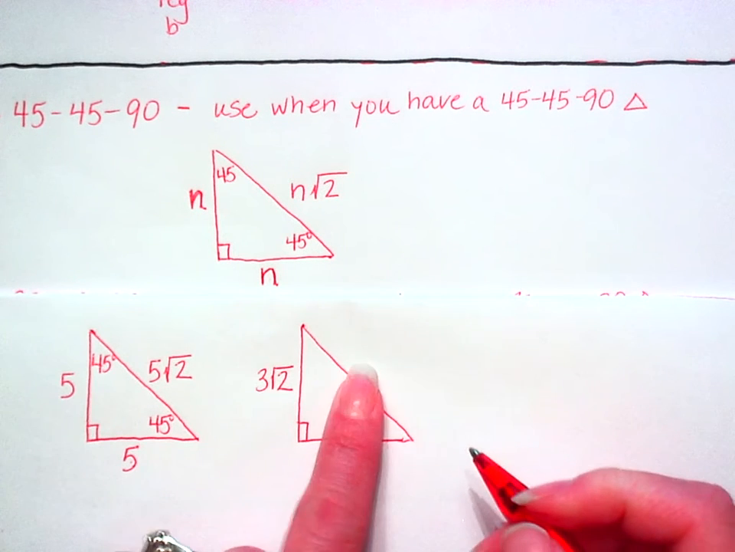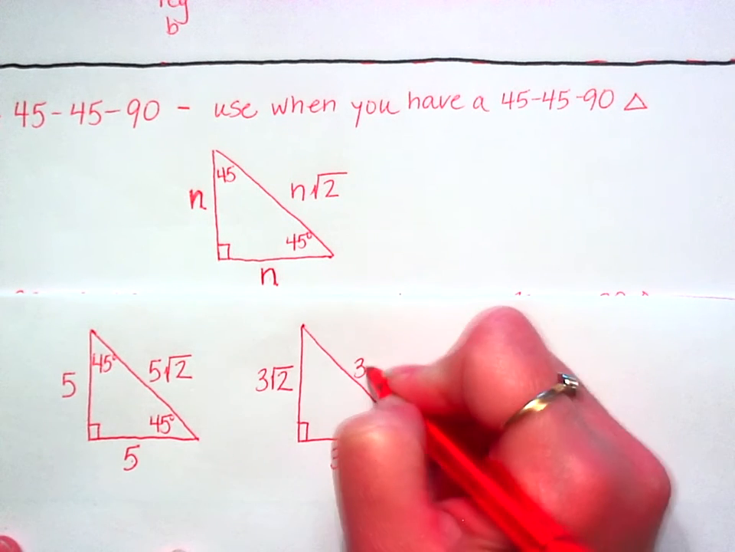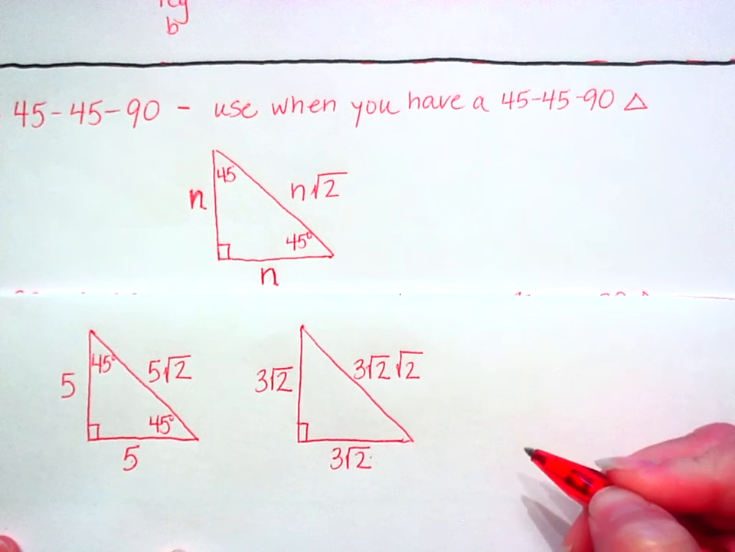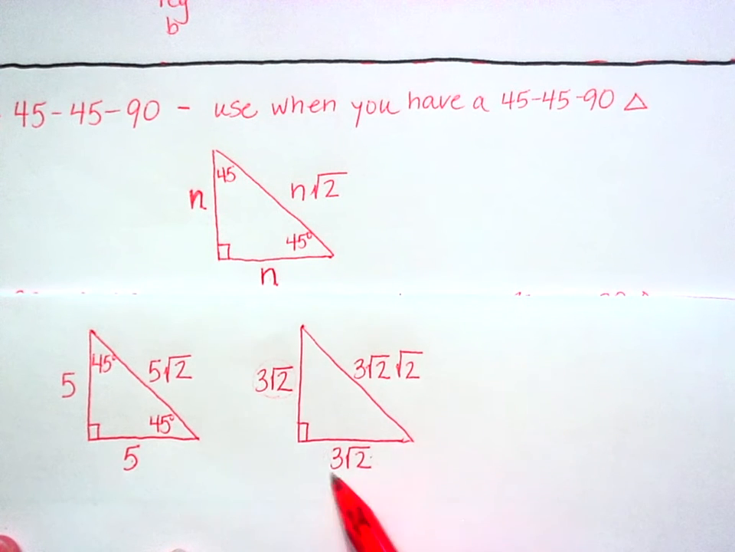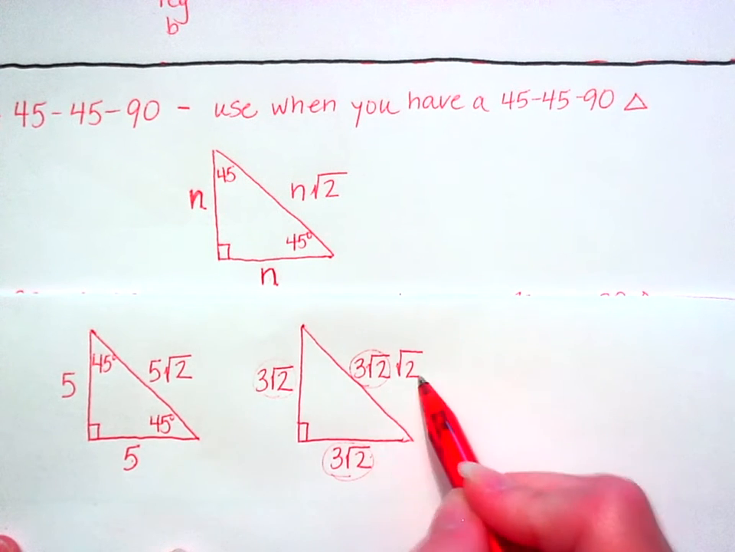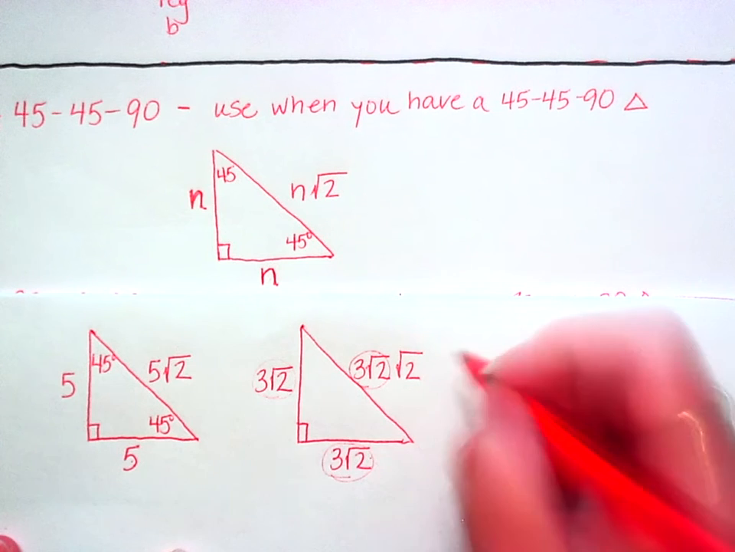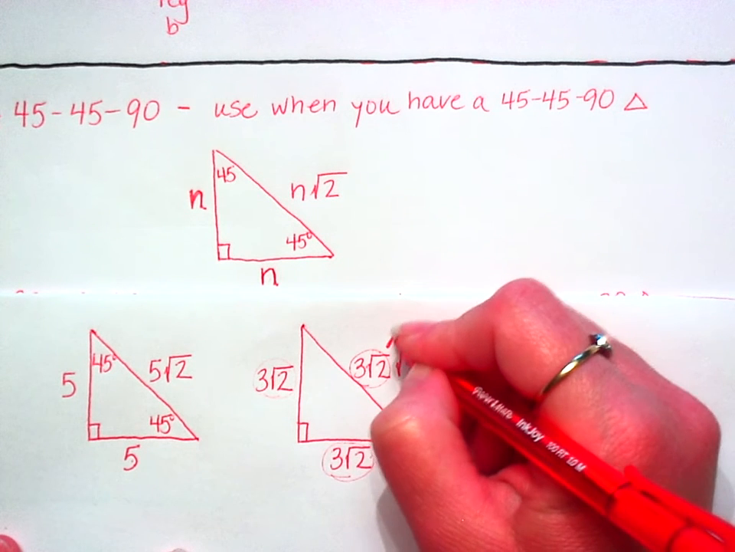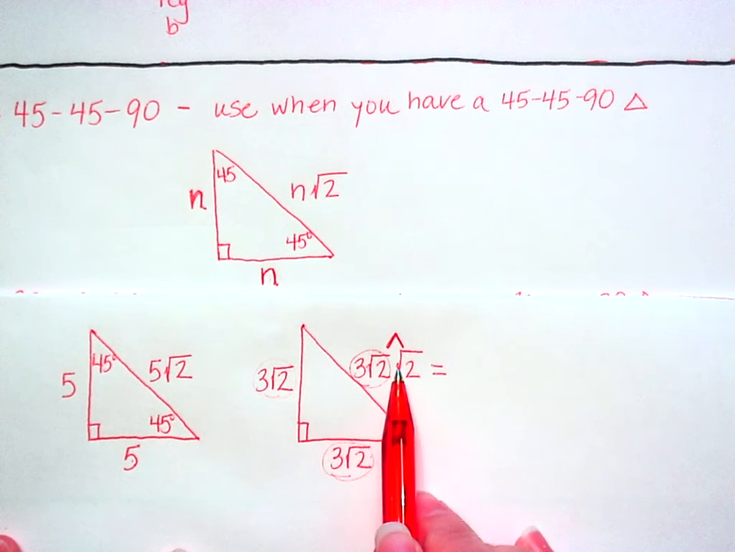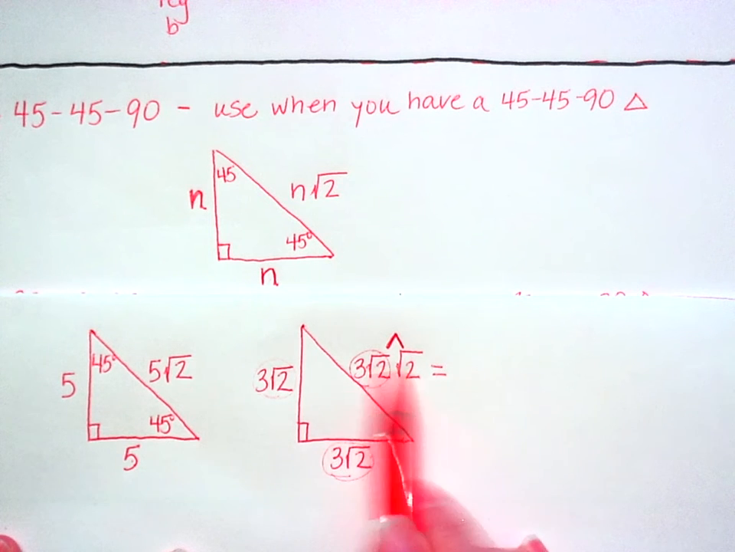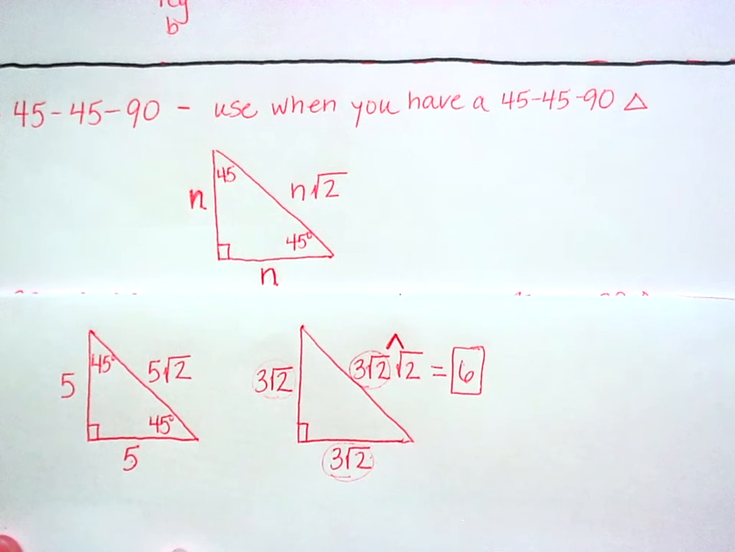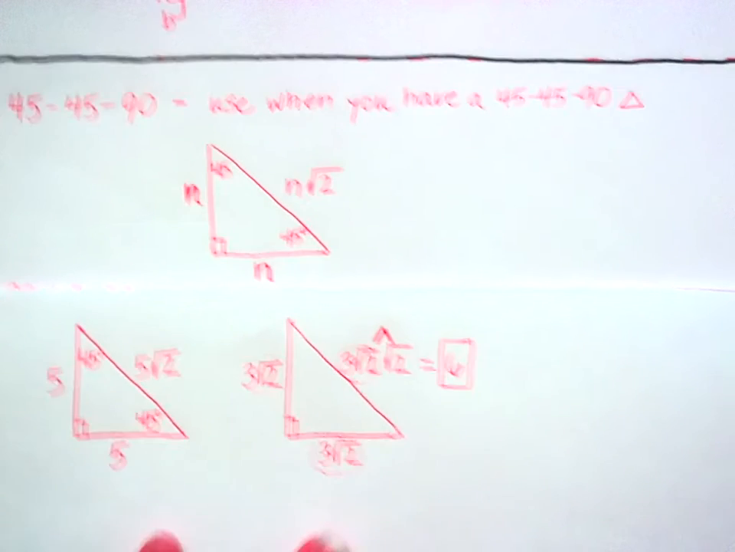And then this hypotenuse is n times the square root of 2. So n square root 2. And then that can be simplified. Square root 2 times square root 2, that's simply 2. So I have 2 times 3, which is 6. Okay, let's do another one of those.